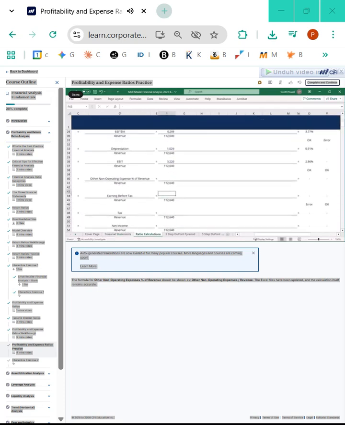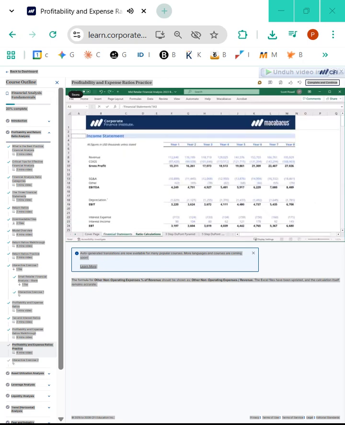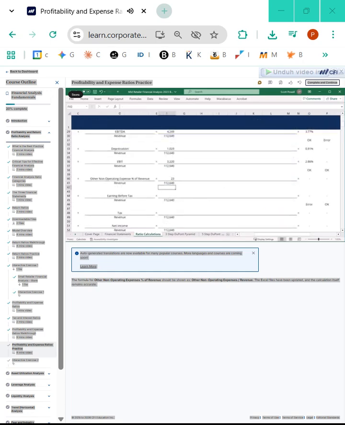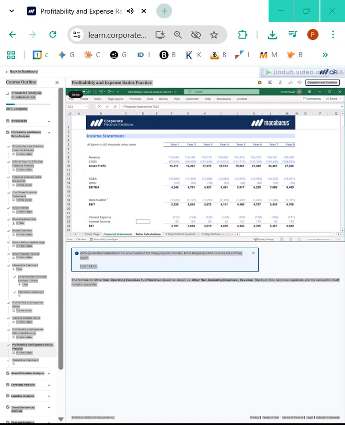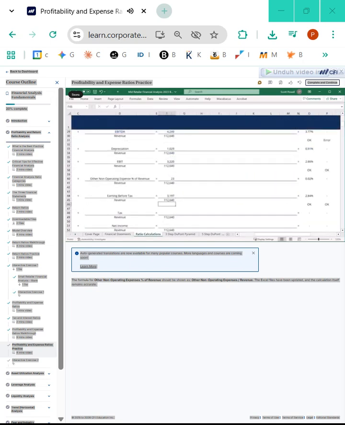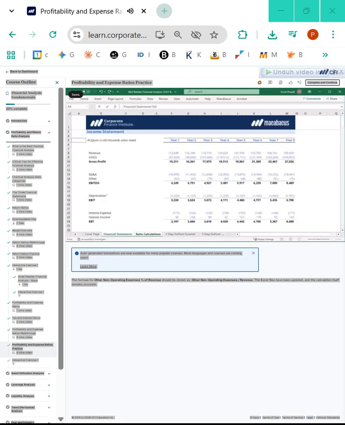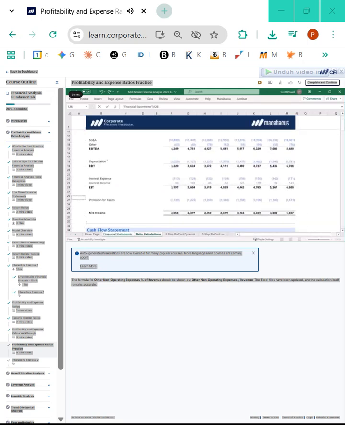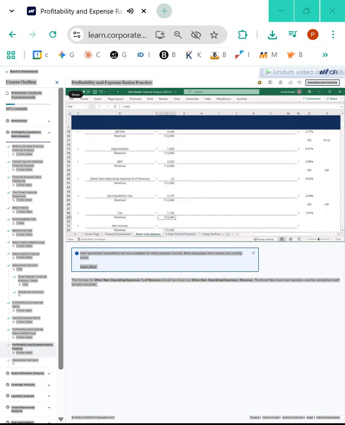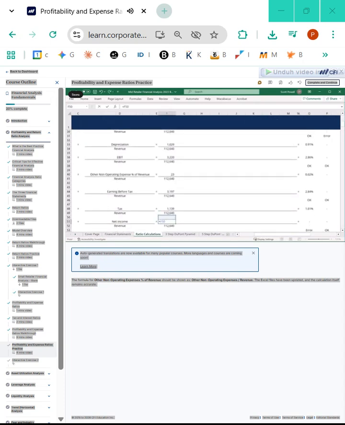Then we have two things we have to subtract here. Interest expense and interest income. So minus interest expense and minus interest income. Then we have our earnings before tax. Then we have our tax, which is a negative. So we put a negative sign there. The tax line is row 27. And then we have net income, and I'm just going to link that to above.